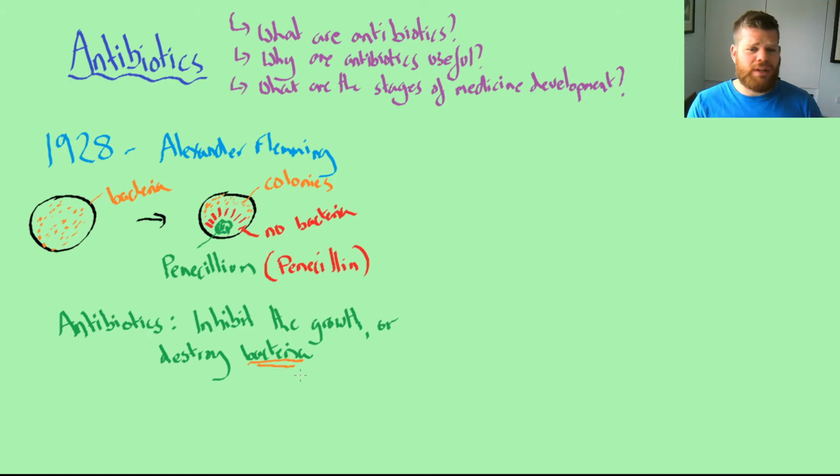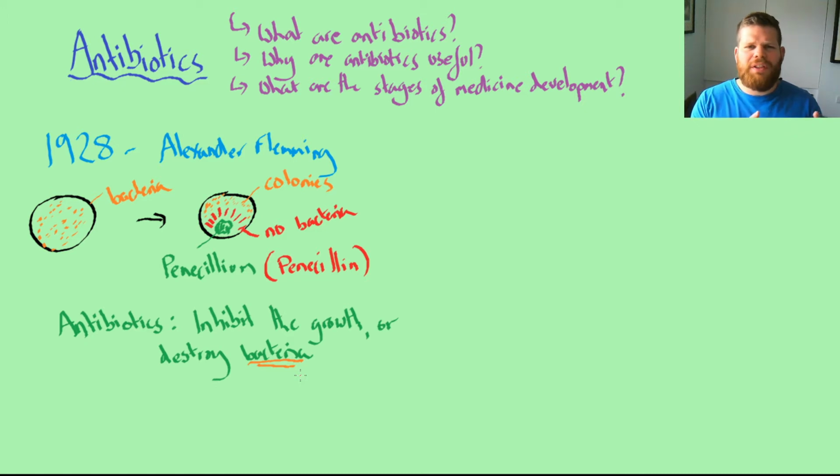Now, the only downside to this is antibiotics cannot be used to treat viral infections. So in the previous videos, we've talked about cold and flu and HIV, all viral infections, and those will not be affected by antibiotics. So if you get a cold, you shouldn't go to your doctor and ask for antibiotics. They'll have no effect. And in fact, your doctor will turn around to you and say, I'm not going to give you antibiotics. Now, why is that?